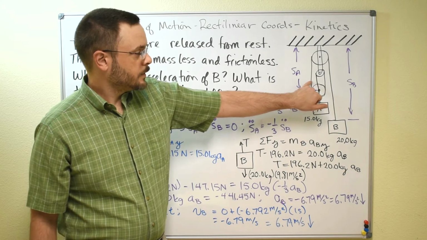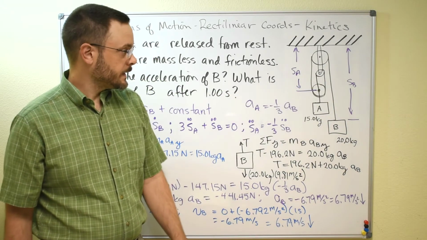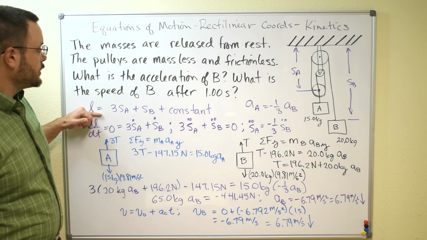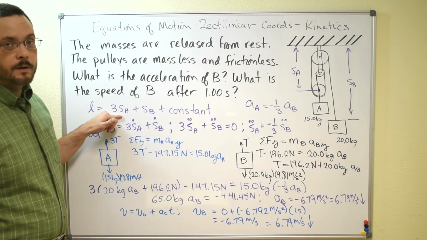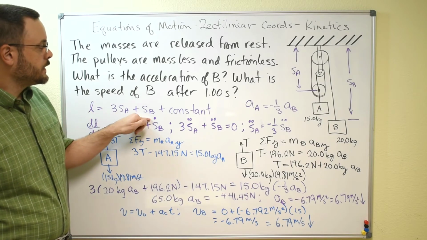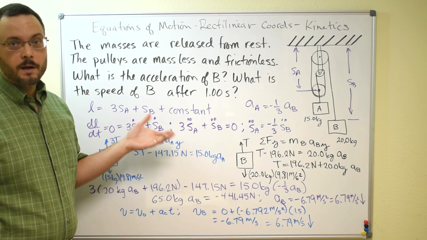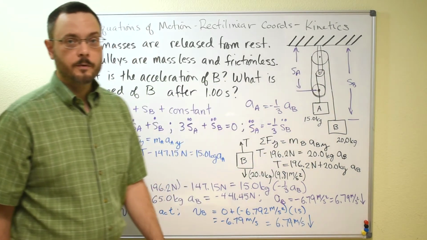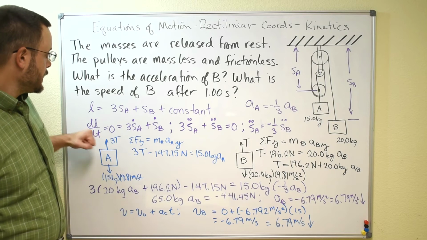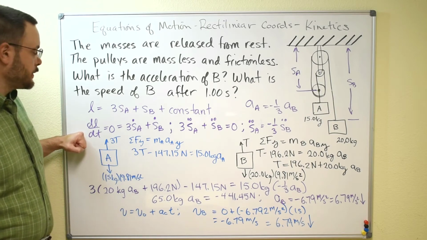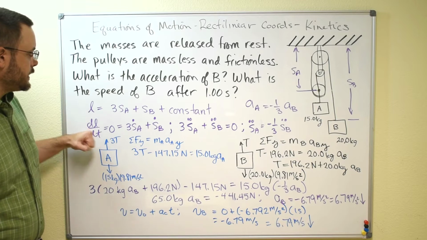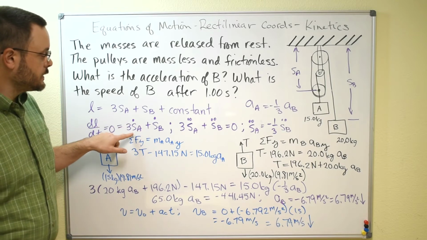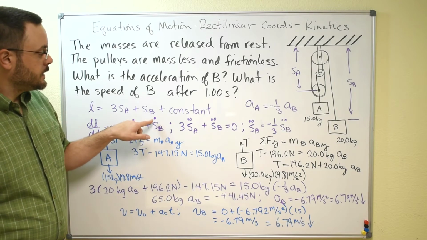Looking at SA, we have 1, 2, 3 things that depend on that distance, and with SB we just have the one thing that depends on that distance. So our equation is that the length of rope is going to be equal to 3 times SA plus SB plus or minus some constant for the links not going all the way and some little bit of rope that remains on the pulleys. So now we can take our time derivative of length and we'll get dl dt is equal to 0, and then that'll give us 3 times dsa dt plus dsb dt.